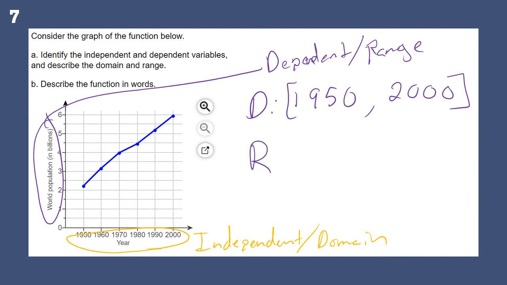The range, what we're going to do is we look on the left side and we say, where's the bottom and top of this? Okay, and it looks like it's about 2.2 billion, and it goes to about 6 billion.